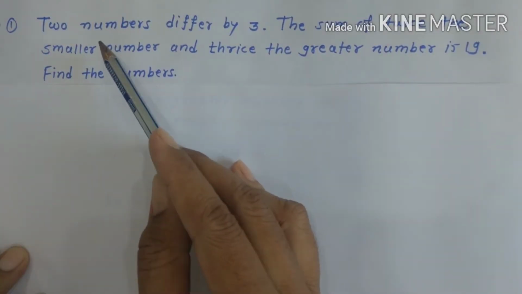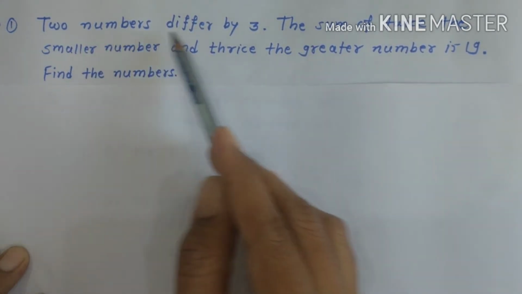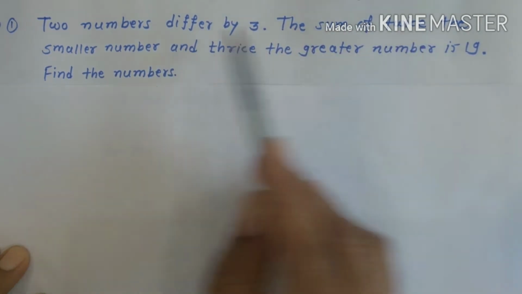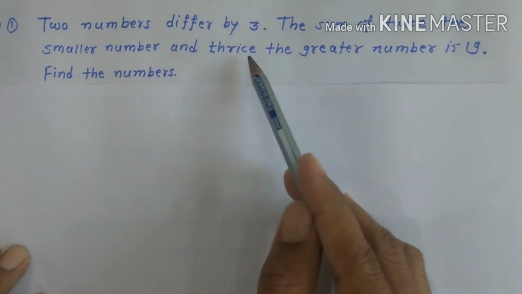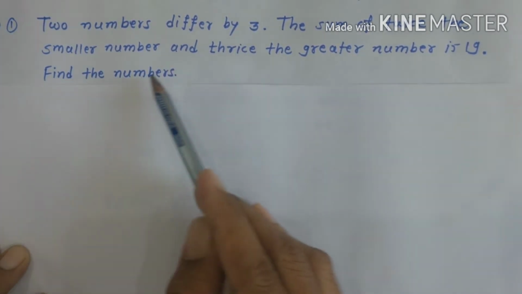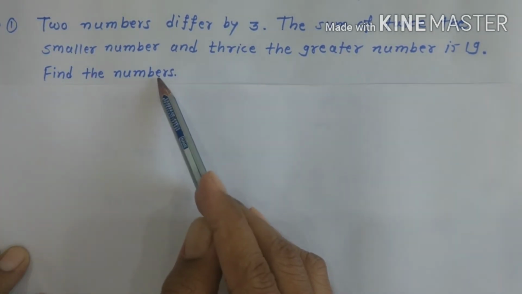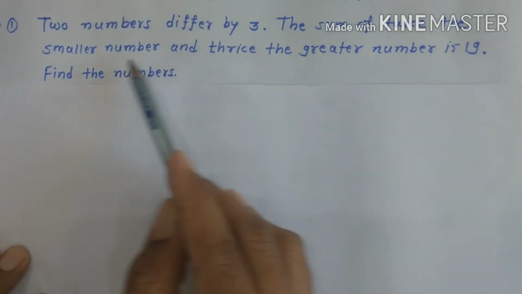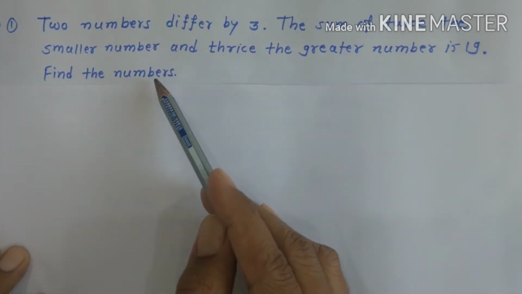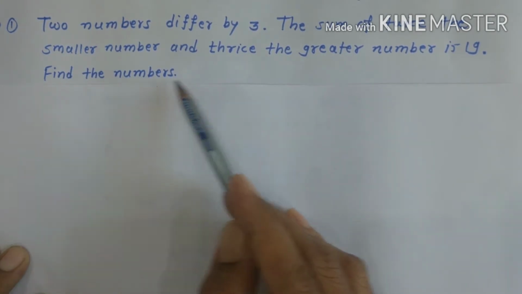So first, read the word problem carefully. Two numbers differ by 3. The sum of twice the smaller number and thrice the greater number is 19. Find the numbers. Read the last line again. Find the numbers. It means that the problem is around the numbers. You have to find numbers. For any unknown number or any unknown quantities, we assume variables.